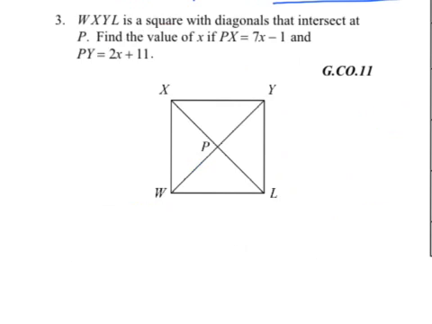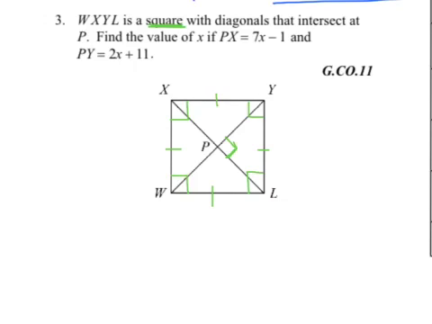This says WXYZ is a square. So what's important about a square are several things. First of all, four sides are equal. And we have 90-degree angles at the corners. And I'm not sure if you know, but in the center there's also 90 degrees. And the diagonals bisect each other.